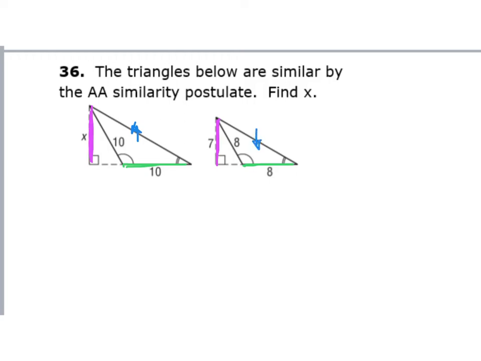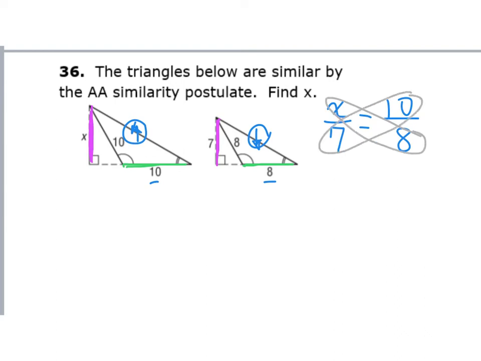Okay, so if I put the x on top because of my up arrow, then I'll put the 7 on top because of my down arrow, and then same thing with my 10 and my 8. 10 is on top, and 8 is on the bottom. These two will be equal. If you set yours up different, as long as your 8 is across from your x and your 7 is across from your 10, you're still okay.